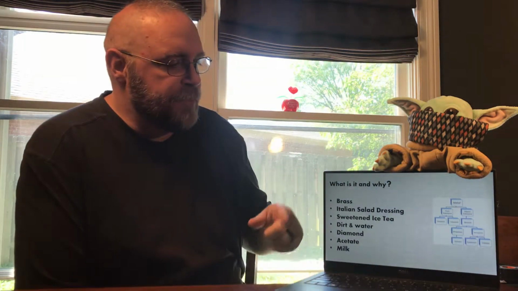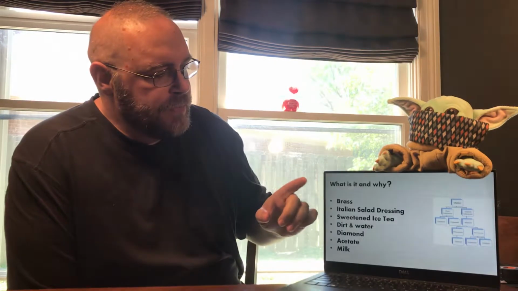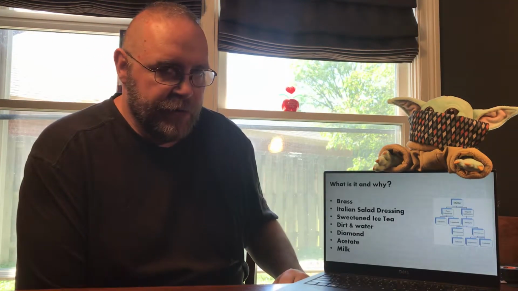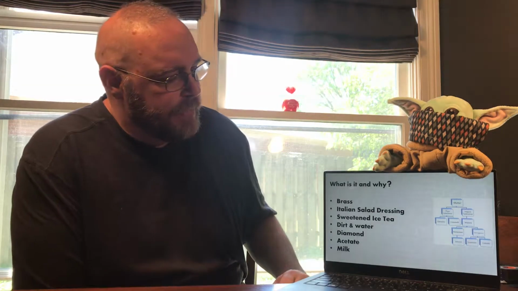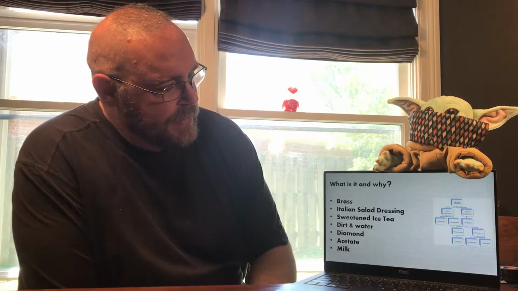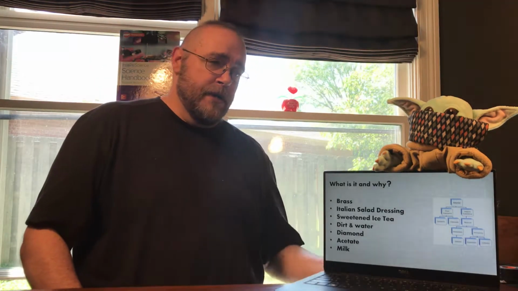Last week I gave you this PowerPoint. It was this slide in particular that I asked you to figure out what it is and why. So we have brass, Italian salad dressing, sweetened iced tea, dirt and water, diamond, acetate, and milk. So what are these?